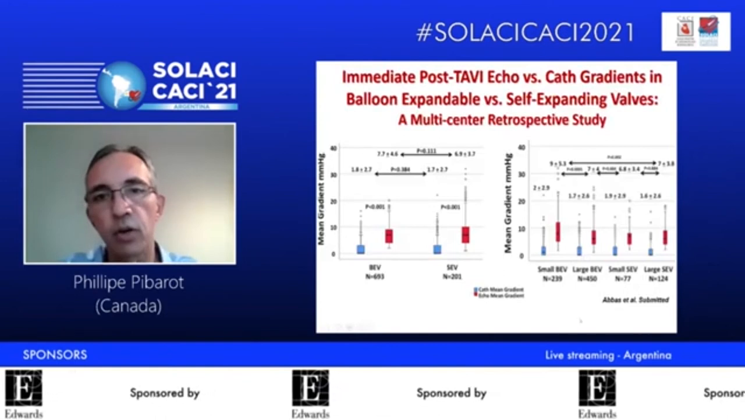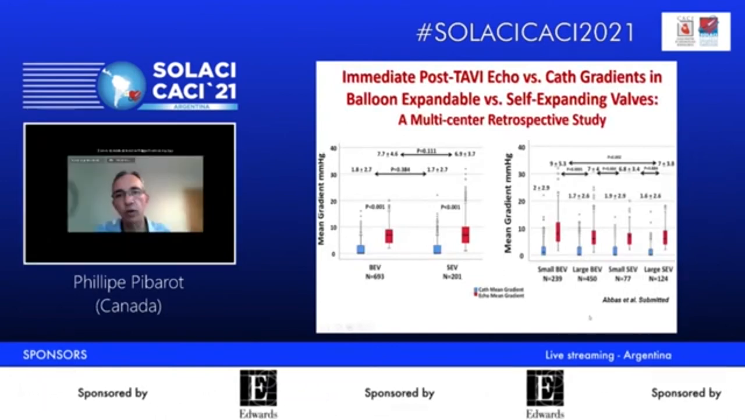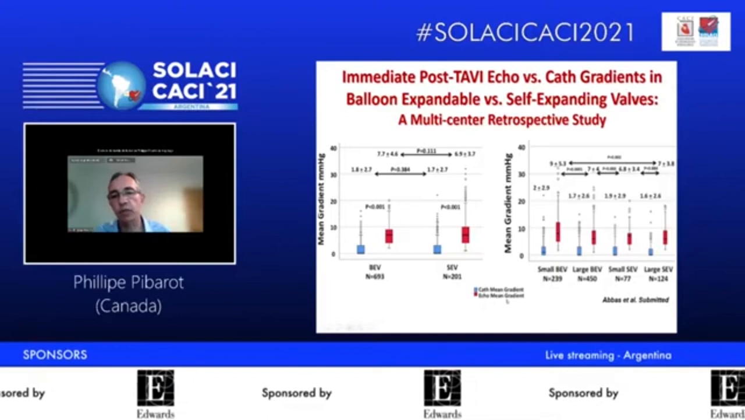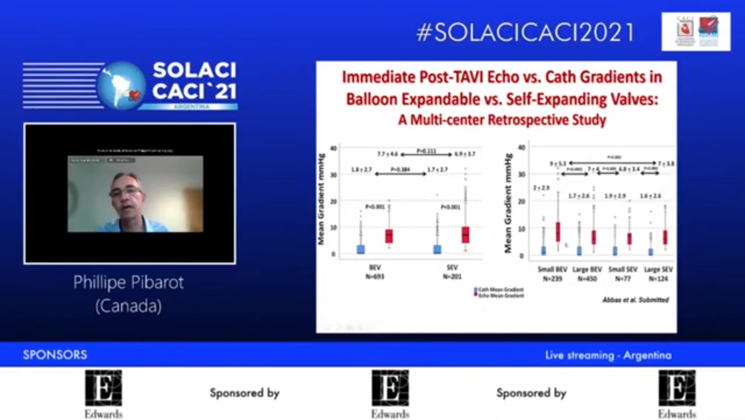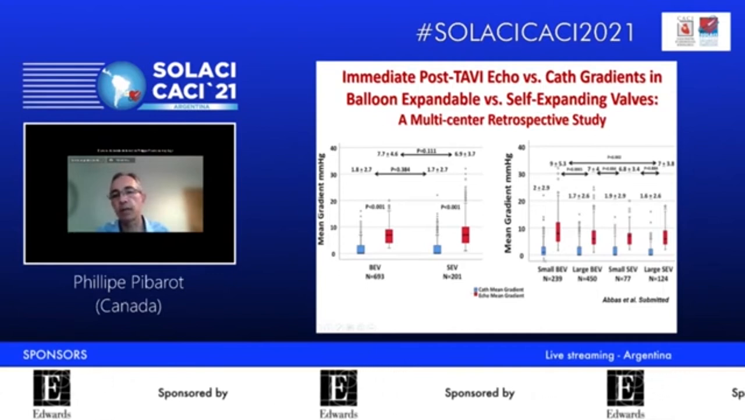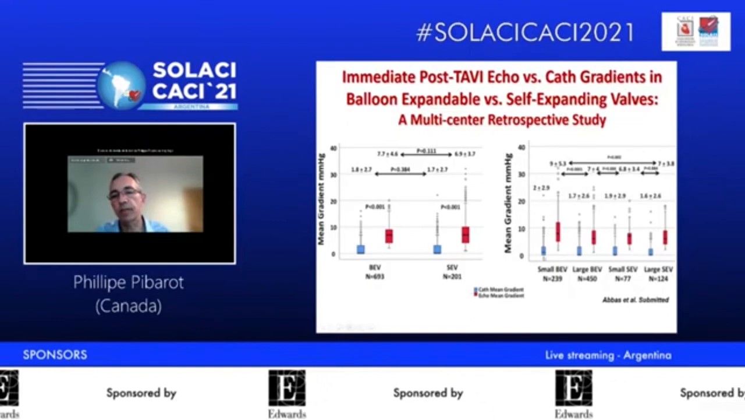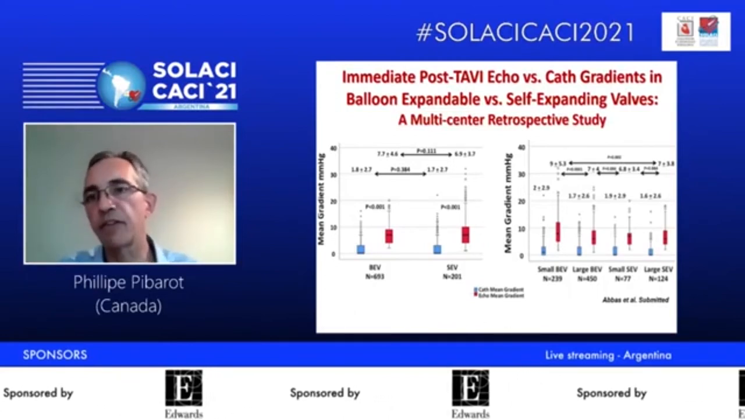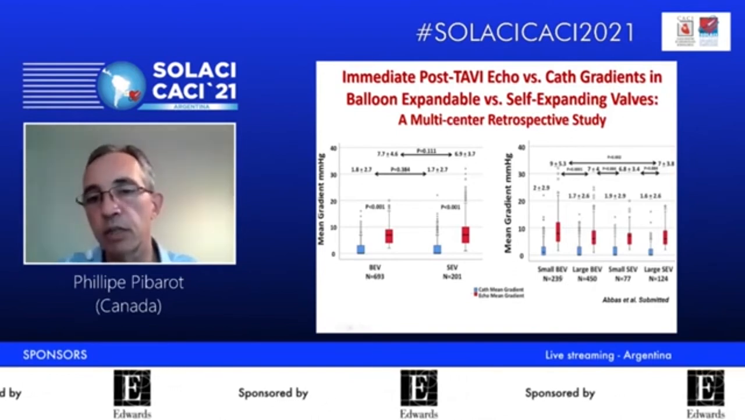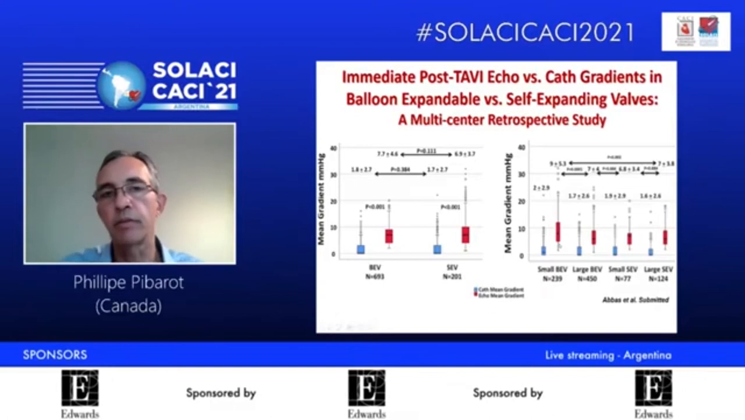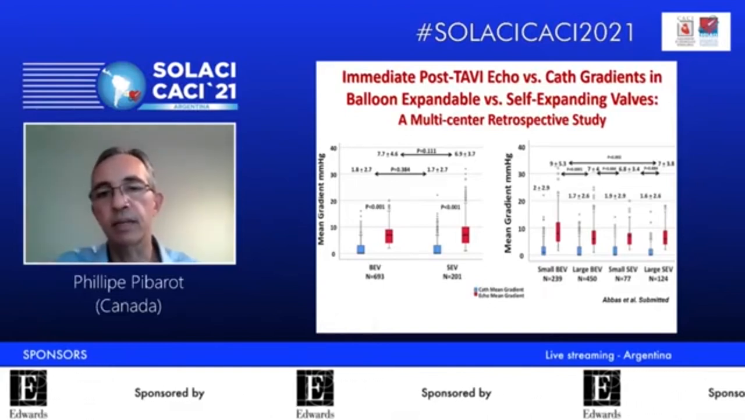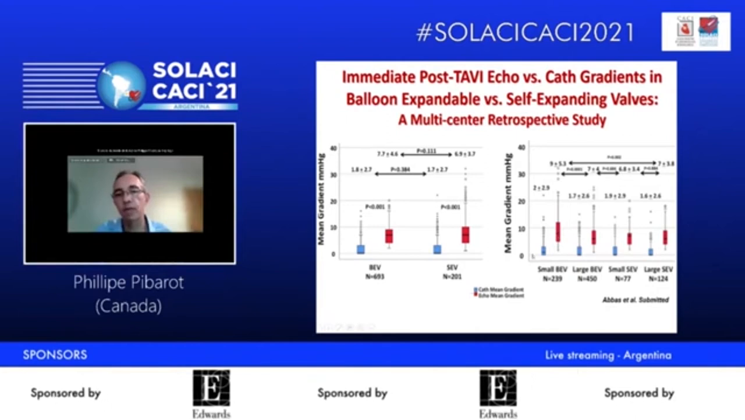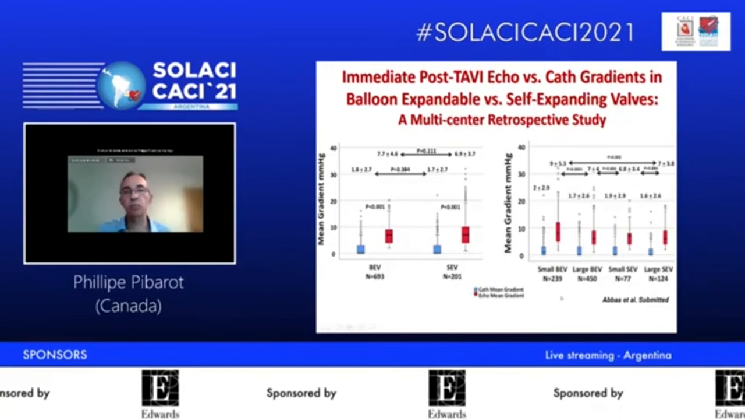And here is a study from Amer Abbas that is submitted, showing actually that you see this systematic difference between echo in the red box versus catheterization, where the gradients by echo are systematically larger than those by cath. And this is even more pronounced and important in the smaller valve, in the smaller annulus, especially the balloon-expandable valve. This is maybe where we have the most important discordance between cath and echo with regard to the measurement of gradients, where by echo in the small balloon-expandable valve you have relatively high gradients, whereas by catheterization you have almost zero.